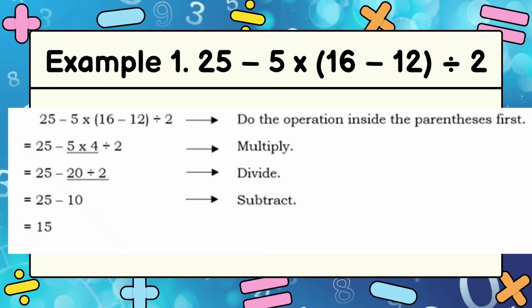Okay, so we have here 25 minus 5 multiplied by, open and close parentheses, 16 minus 12 divided by 2. So what are we going to do first? Do the operation inside the parentheses first. So that's 16 minus 12. Okay, so that would give us 25 minus 5 times 4 divided by 2. So next thing that we're going to do is to multiply. Okay, so let's multiply 5 times 4. So that will give us the answer 20. So next thing is to divide 20 divided by 2, and that will give us the answer 10. And now proceed to subtraction. 25 minus 10 is equals to 15.